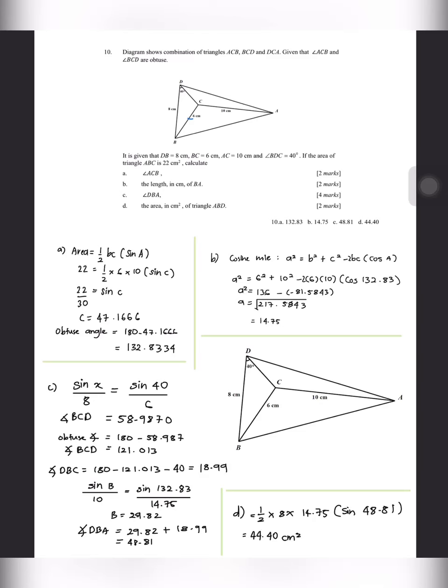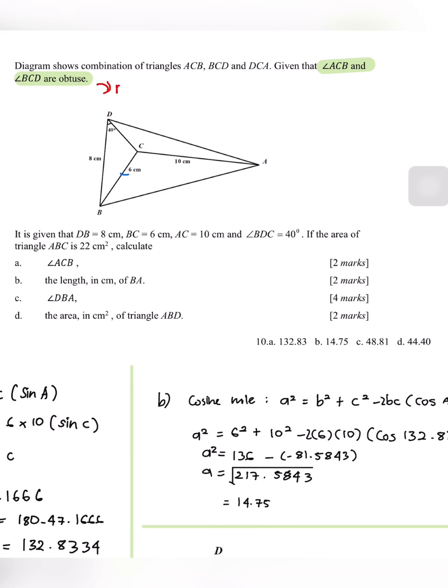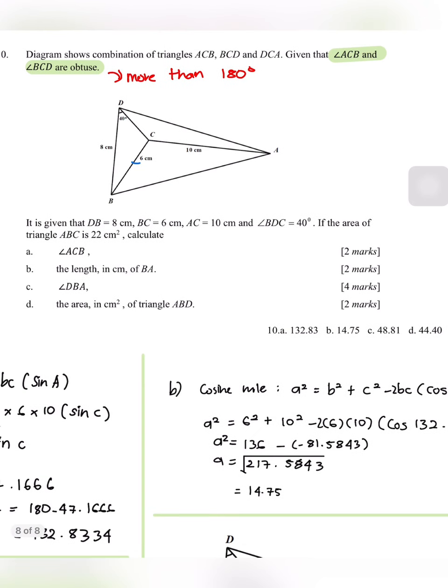So question number 10. The diagram shows a combination of triangles ACB, BCD and DCA. Given that angle ACB and angle BCD are obtuse angles, which means that the angle is more than 90 degrees. It is given that DB is equal to 8, BC is equal to 6, AC is equal to 10, and angle BDC is equal to 40. If the area of triangle ABC is 22 cm², we can calculate.